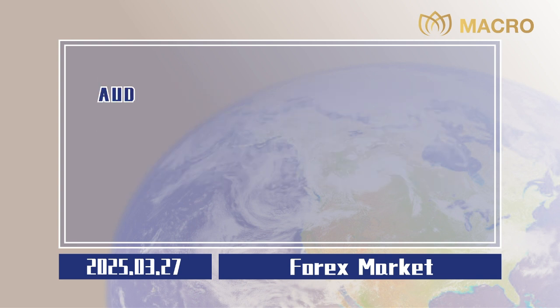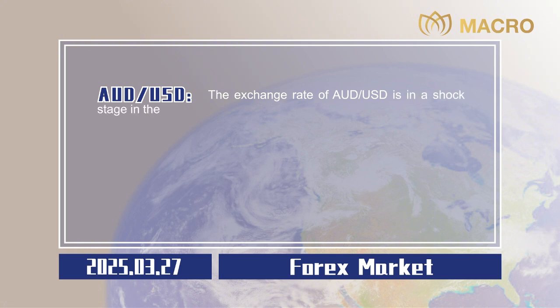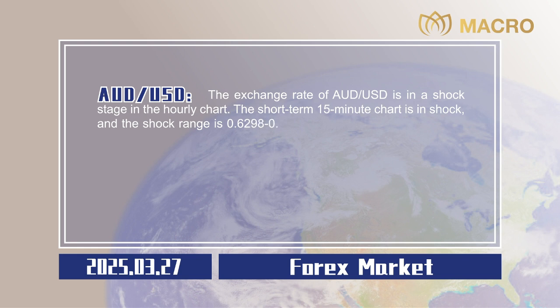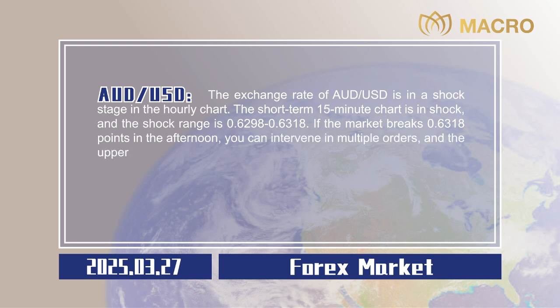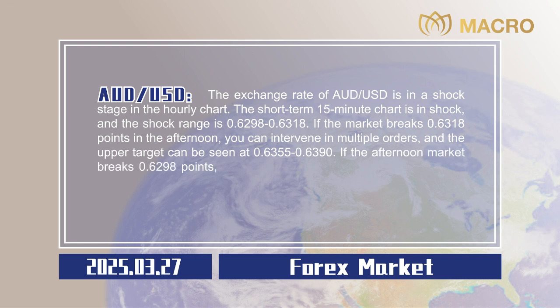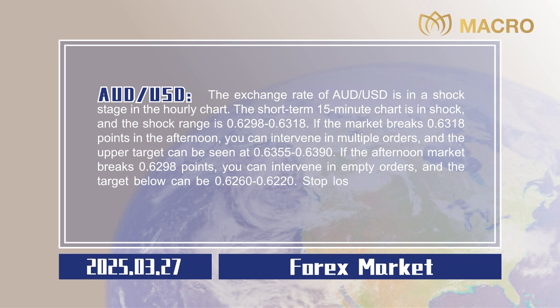Australian dollar to US dollar. The exchange rate of Australian dollar to US dollar is in a shock stage in the hourly chart. The short-term 15-minute chart is in shock, and the shock range is 0.6298 to 0.6318. If the market breaks 0.6318 points in the afternoon, you can intervene in multiple orders, and the upper target can be seen at 0.6355 to 0.6390. If the afternoon market breaks 0.6298 points, you can intervene in empty orders, and the target below can be 0.6260 to 0.6220. Stop losses are all 20 points, 0.0020.